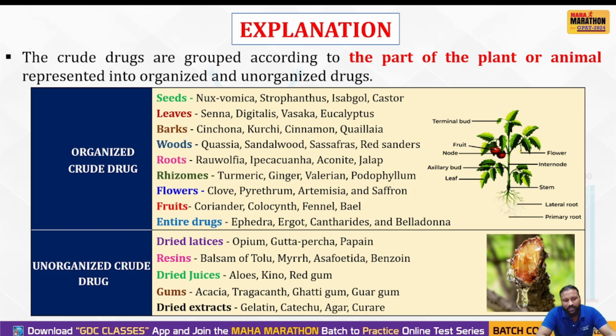Why? Because organized drugs have a cellular structure. Plant parts with cellular structure, such as seeds, leaves, barks, woods, roots, rhizomes, flowers, fruits and entire drugs, are considered organized. Drugs which don't have any cellular structure are considered unorganized drugs, like dried latices, resins, dried juices, gums and dried extracts. Acacia is a gum, so it comes under the gums classification in unorganized drugs. That's it about the explanation.